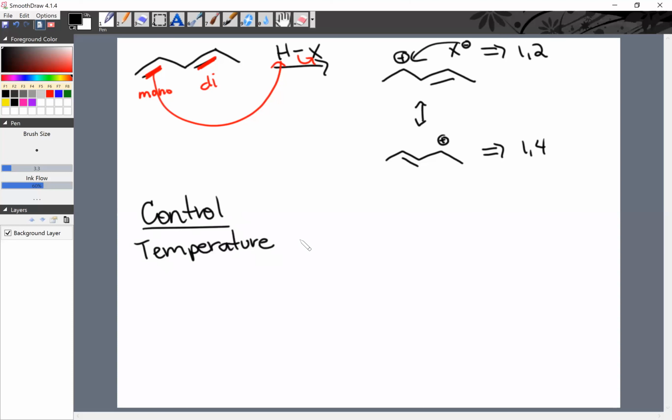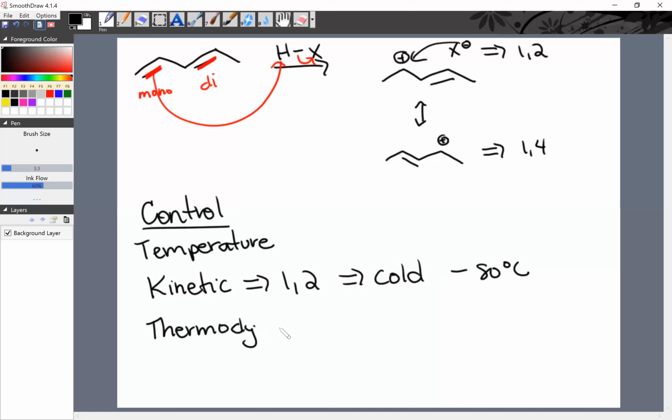Now, keep in mind, even if I have this cold, if I let it sit there forever, if it's going to go into equilibrium, eventually it's going to go back and forth until I get the thermodynamic product. But let's just say it's cold and it's quick and I isolate my product. So if I want the kinetic product, which we're calling the 1,2 because it was the first product formed, we want it cold. What kind of temperatures am I talking here? Like -80 degrees C. We're talking pretty cold.